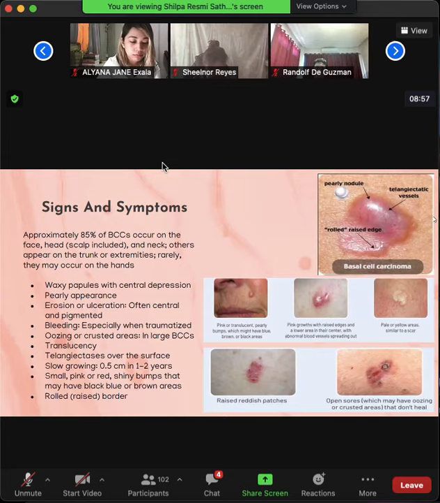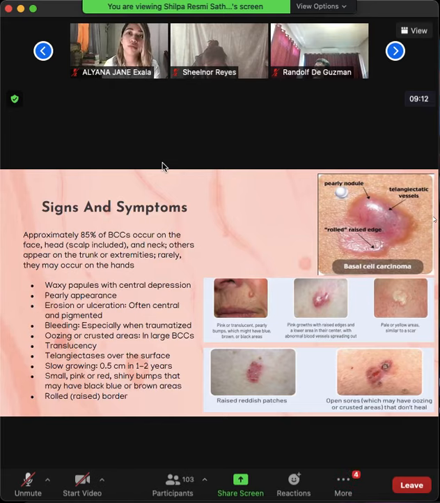That is, for example, 0.5 centimeter in 1 to 2 years, and it will appear as small pink or red shiny bumps that may have black, blue, or brown areas, and it has a rolled or raised border. And this rolled or raised border is one of the main characteristics to differentiate BCC from other diseases.